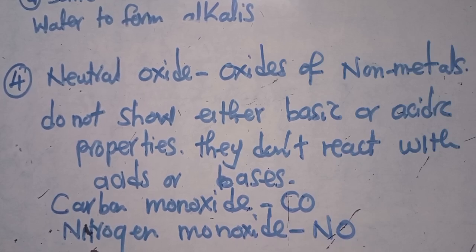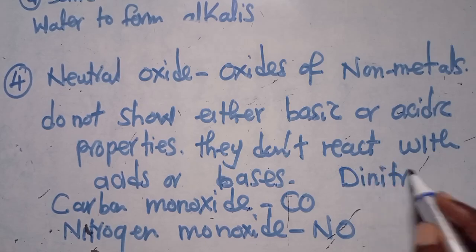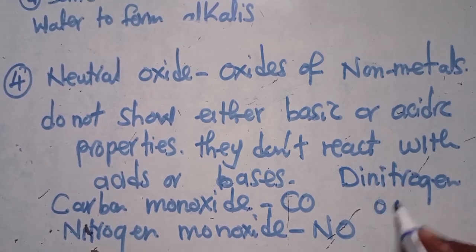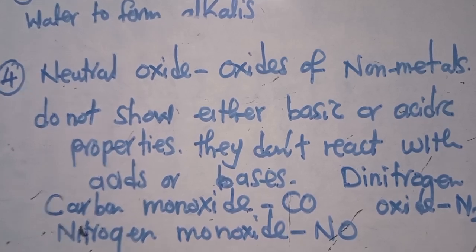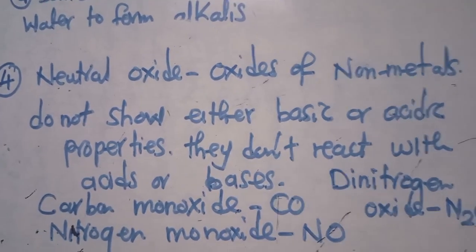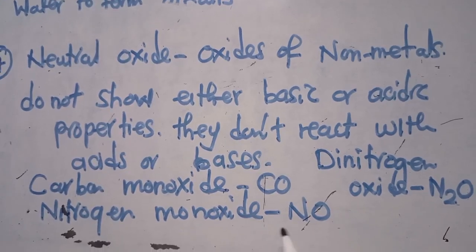We can also talk of dinitrogen oxide. How is it? This one is N2O. So it is N2O. You just need to understand it that way. We also get to talk of water, which is hydrogen oxide. So water is an example of a neutral oxide.